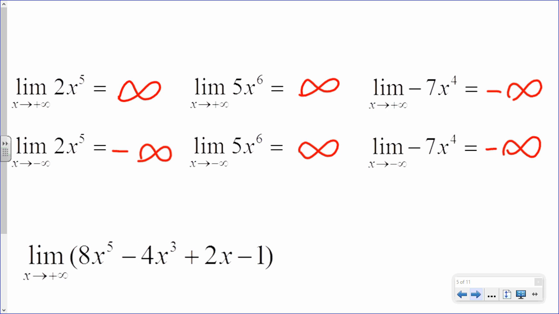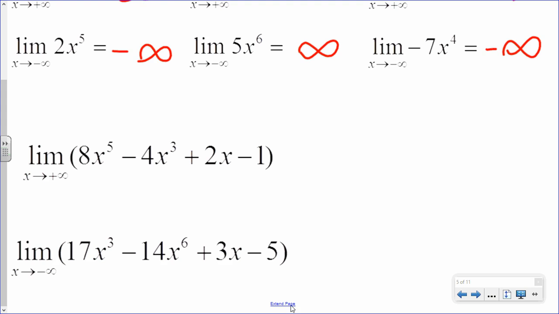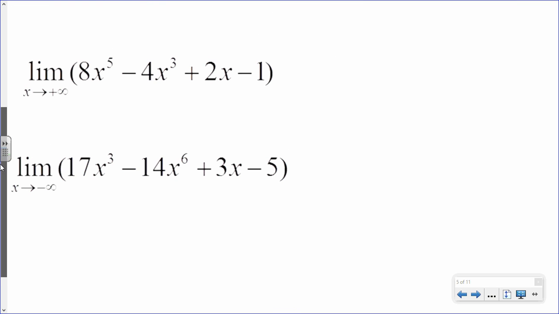I'm going to give you two polynomials that I want you to look at and then compare your answers to your pod. I'm going to give you about 60 seconds to do it on your own and talk about it as a pod.